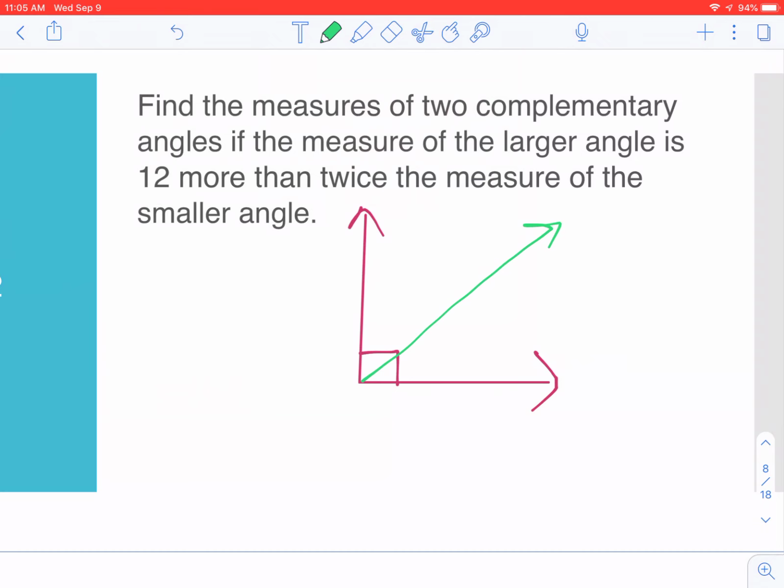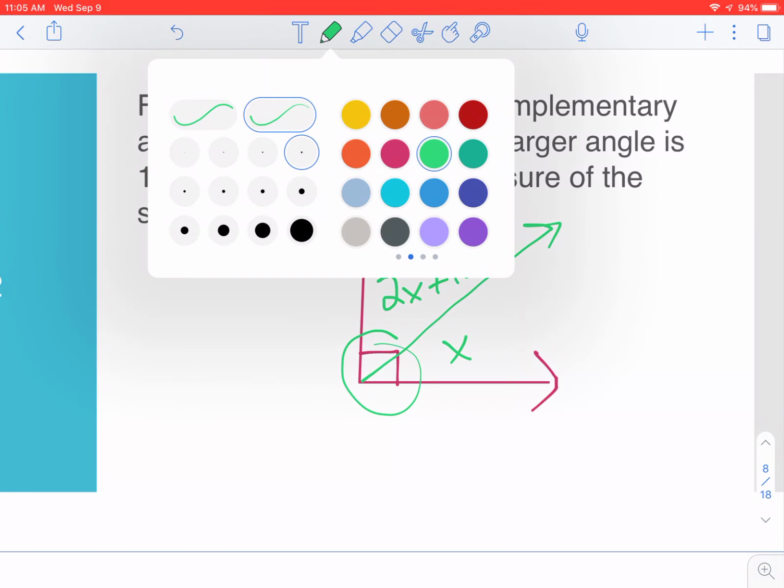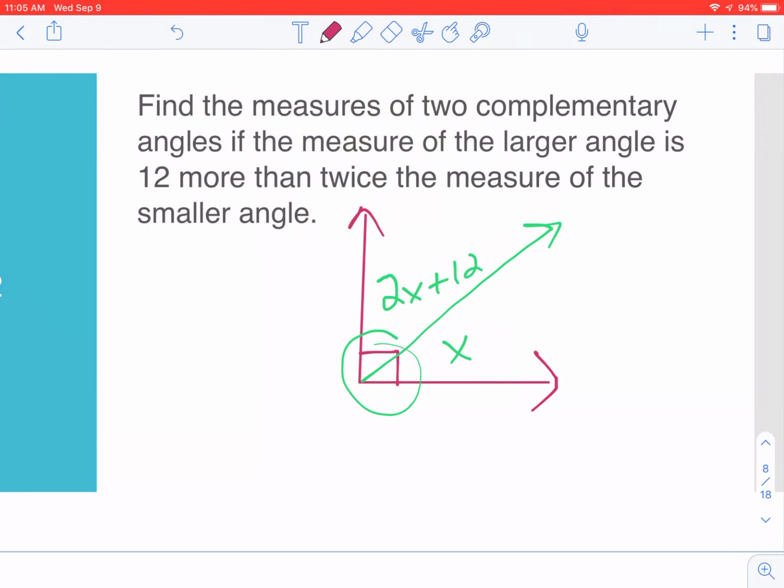Find the measures of two complementary angles if the measure of the larger angle is 12 more than twice the measure of the smaller. So basically, you're going to have 2x plus 12, and here you're going to have x. That's it. What do we know they add up to? There's my hint. They add up to 90. So we're going to have 2x plus 12 plus x equals 90.